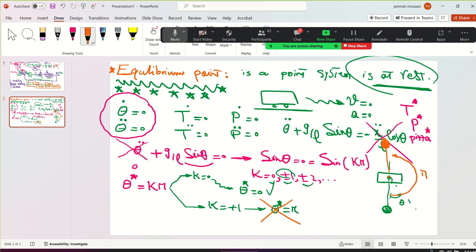The same is valid for minus 1. If you say k is minus 1, the equilibrium point is minus pi. Here is plus pi, here is minus pi. See? Again, it's not an equilibrium point. Go away. So we're going to stick to this.